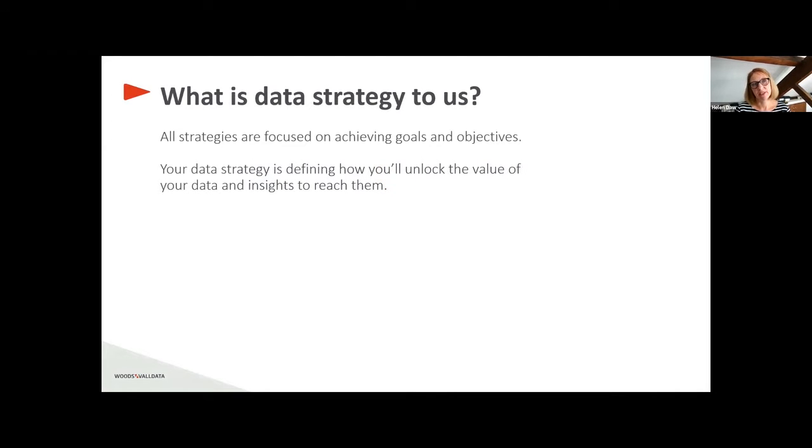First things first, we thought probably a good thing to do is to define what data strategy is within the confines of charity fundraising and our perspective of it for today. All strategies really are focused on achieving goals and objectives. They're usually plans or approaches of how we're going to get somewhere, whatever that may be. And data strategy can be interpreted in slightly different ways.